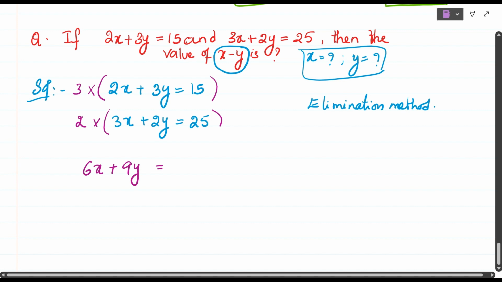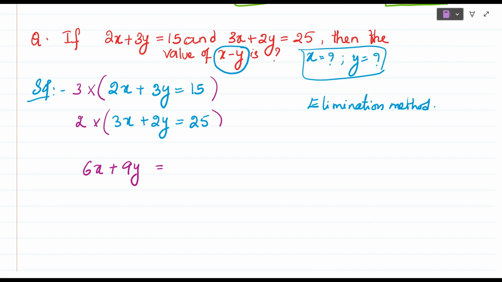So some of the students, what they will do is they will multiply 3 with only LHS. They will forget about RHS. It is not like that. So 3 is multiplied with all the terms of both LHS and RHS. Clear, students? You have to keep this in mind. So don't forget, with right hand side numbers also, terms also, we have to multiply. Clear? So 6x plus 9y will be equal to 15 into 3. How much? 45. Clear?